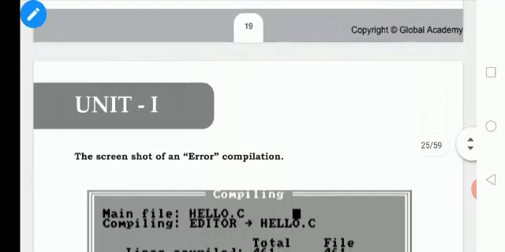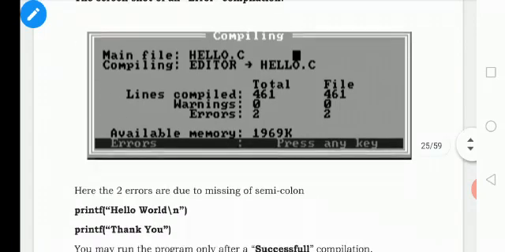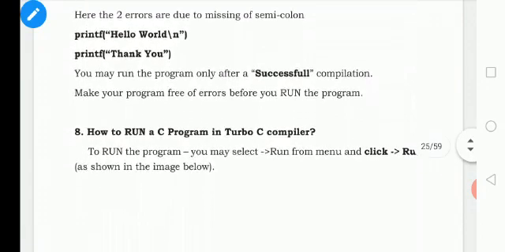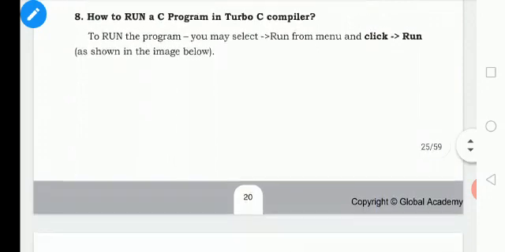For example, if we get an error message like this, it shows the main file, what the file name is, compilation is done, how many lines are compiled and how many errors are found. If it is displayed like this, we have to correct that error in the source file, in what we have written. After correcting that, again we have to compile and run the program. How to run it? I already told, either it can be given together as compile and run, or we can give compile separately and then run the program.